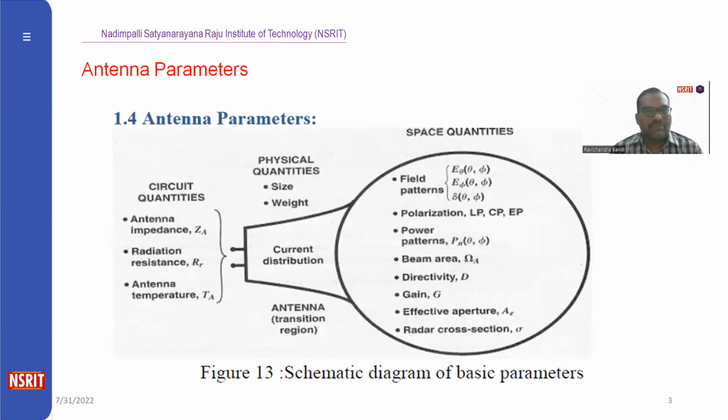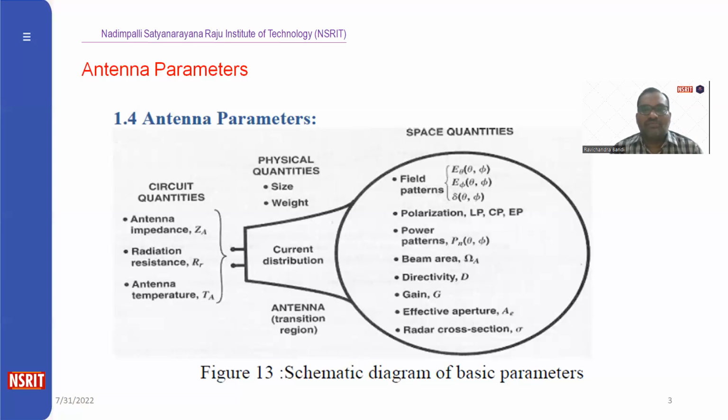Antenna parameters. In the previous classes, we have seen what an antenna is, the definition of an antenna, different types of antenna, and applications of antenna. Now we will go to the antenna parameters. Antenna parameters are generally classified into three types: circuit quantities, physical quantities, and space quantities. In the circuit quantities, we study antenna impedance, radiation resistance, antenna temperature, etc. And in the physical quantities, we will discuss size and weight.